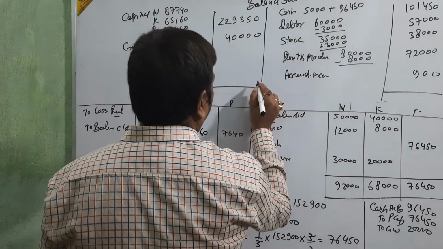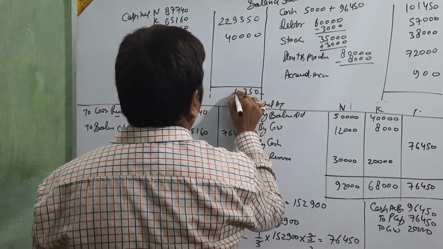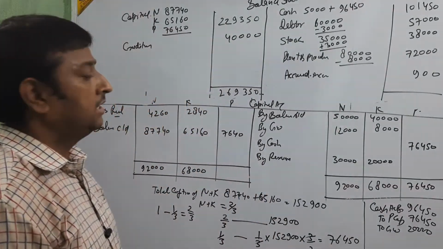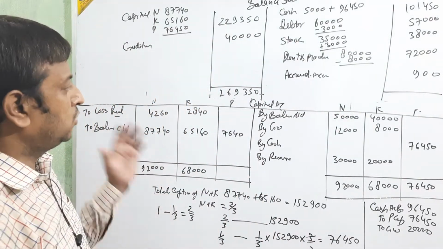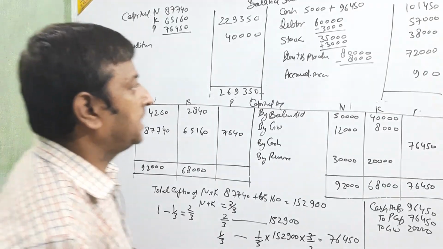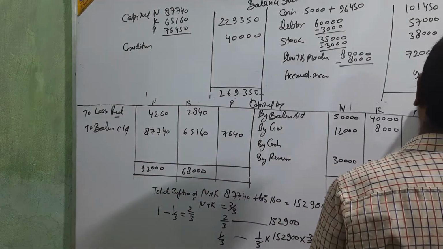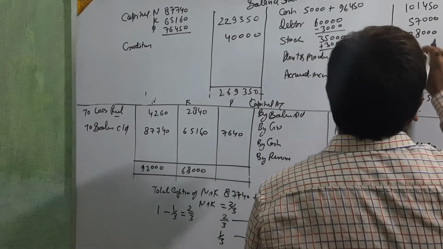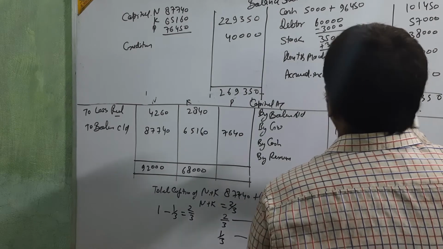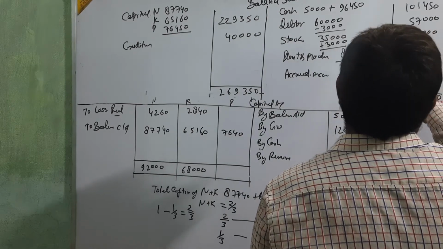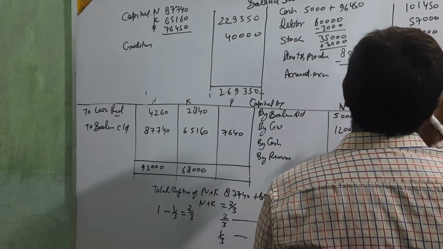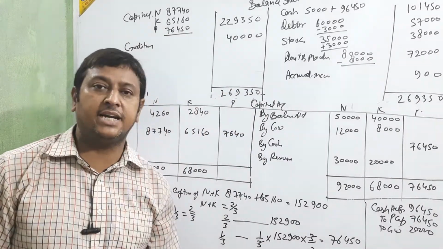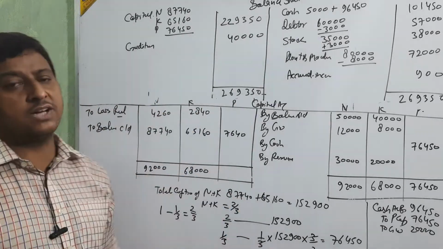Just I am making the line. The total is coming 2,69,350. 2,69,350 on this side. Let me check the addition: 9 and 4, 13, 1 remain. 10, 8, 18. 18, 1, 9. 10, 5, 15 and 1, 16, 1, 1, 2. 2,69,350. Okay, beta. In this way we are going to solve the question.